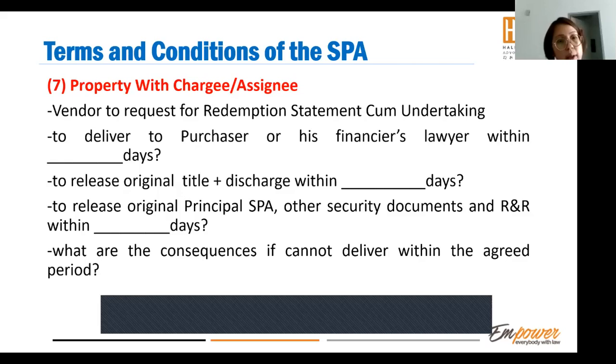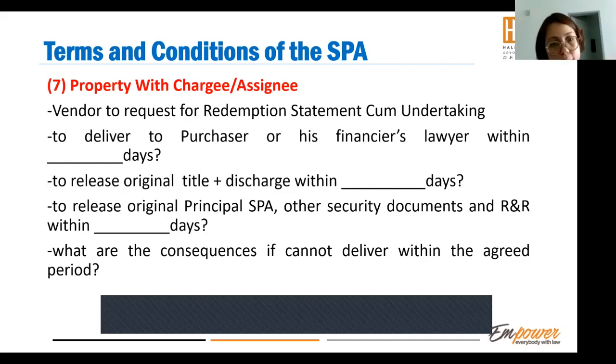And also, the second thing is you must put in when to release the original title and the discharge to the purchaser's lawyer or the purchaser's bank's lawyer, the principal SPA, other security, and R&R, within how many days. All those periods of time mentioned in the agreement are very important. Lawyers must bear in mind, the executive must bear in mind. All those time periods are very important. We are not putting in the time period just for fun.